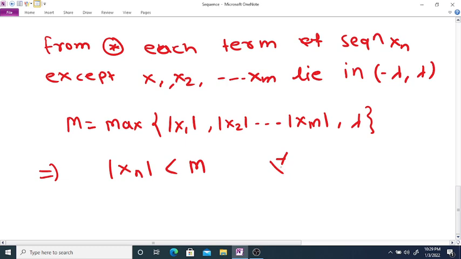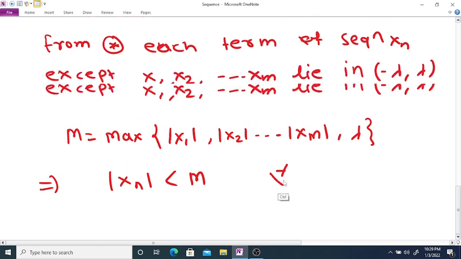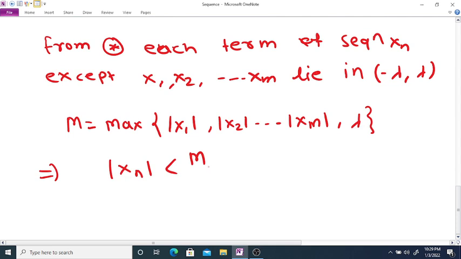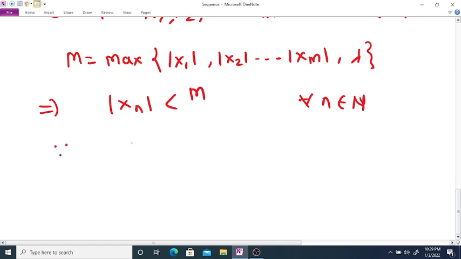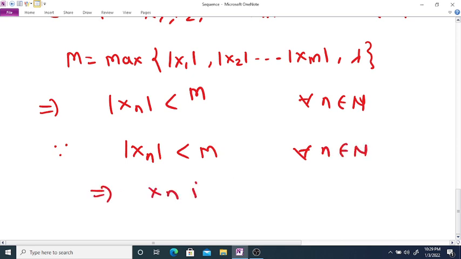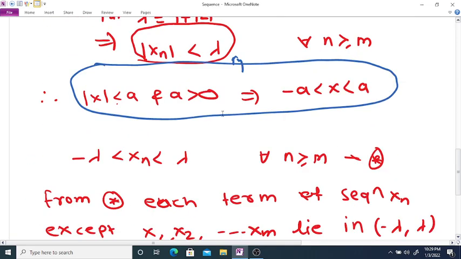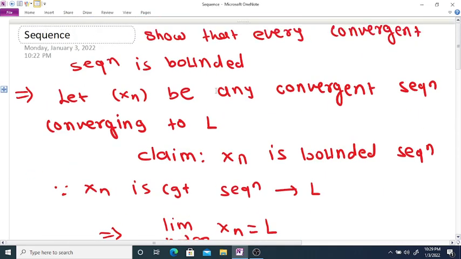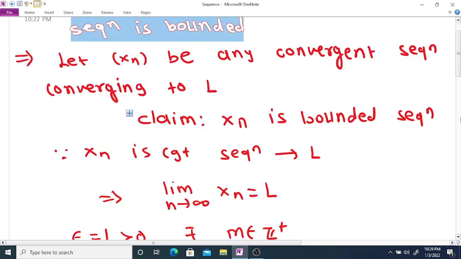From this we can write |xn| is less than or equal to M for every natural number n. And therefore, since |xn| is less than or equal to M for every natural number n, we can conclude that xn is a bounded sequence, and therefore every convergent sequence is bounded.